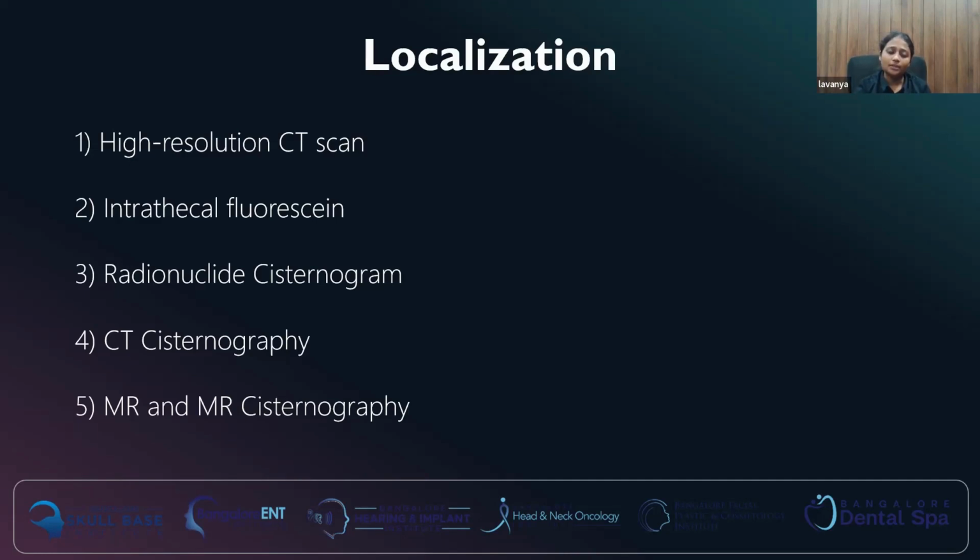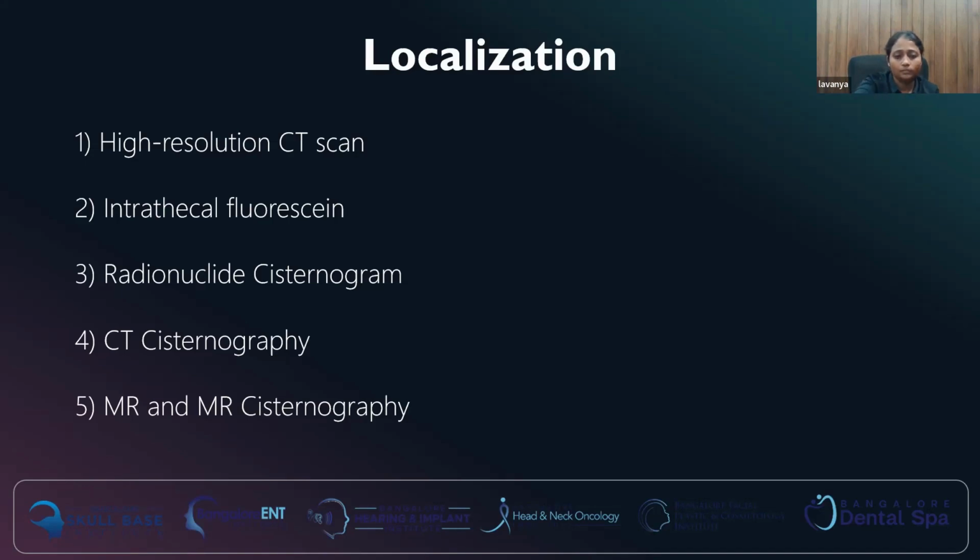So other than intrathecal fluorescein, what other option do we have? We have radionuclide cisternogram, where technetium-99 is injected and then a radionuclide cisternogram is done, where gamma cameras are used as the radionuclide goes into the CSF and comes out. Images are taken at different times, and these can conclude what percentage of radionuclide is present, and that will give us the site of the leak.